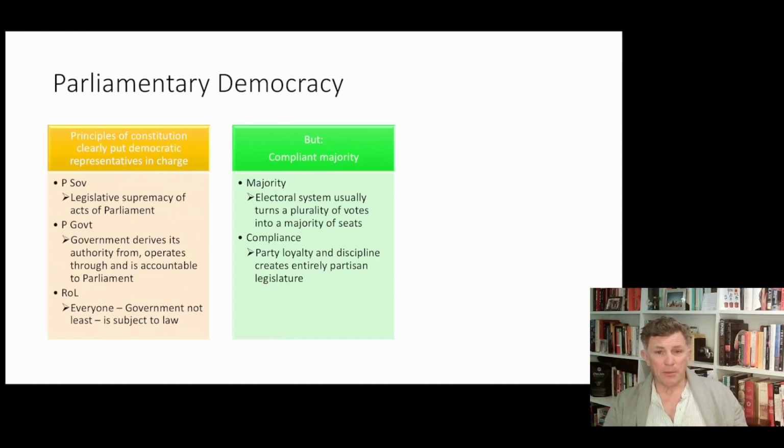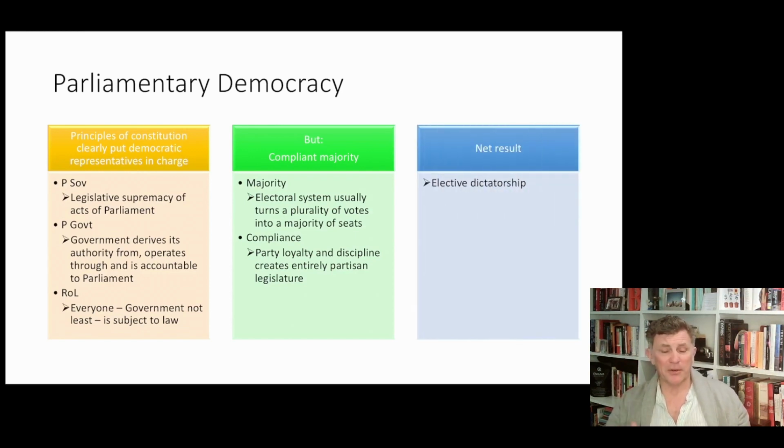The second problem is that party discipline means that the majority is slavishly loyal to its political masters, to the point that we would say it was compliant. So we've got a massively polarised and incredibly partisan House of Commons. That means it's really going to struggle to do its job. If its job is to assess with any degree of objectivity the work of government, it's just not going to happen, because the government has that majority, and that majority is slavishly compliant to its political masters.